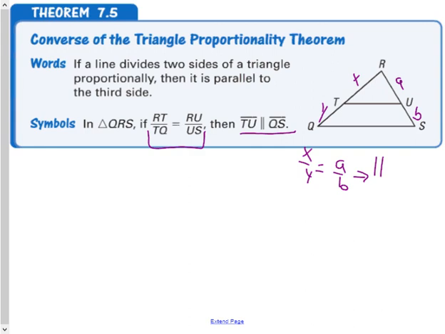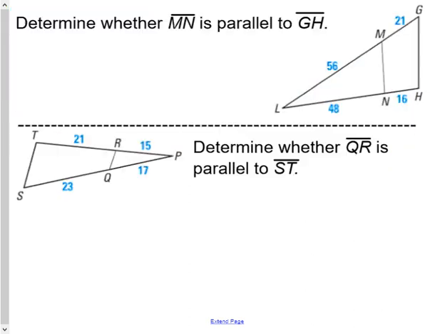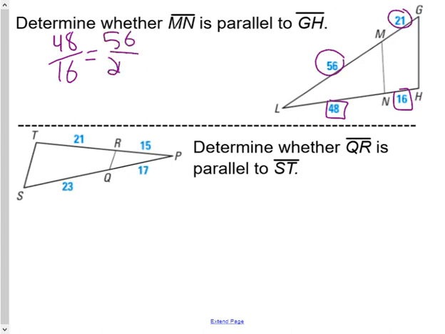Okay, so basically, determine whether the lines are parallel. Okay, so we need to check if they're parallel. We are saying if they were parallel, this proportion, 48 over 16, would equal the other side, 56 over 21. We have to go in that order, because we went from L this way, you've got to go the same idea this way. Okay. Now we can cross multiply. This is a check. This isn't saying it's true.